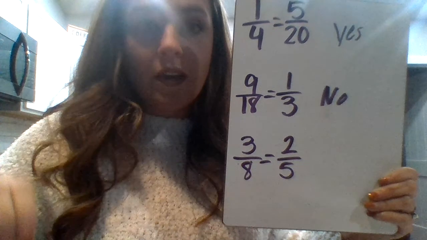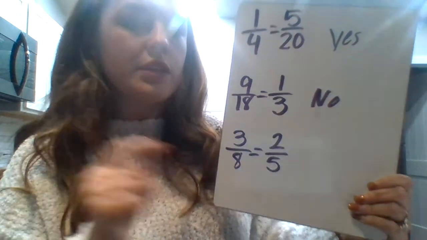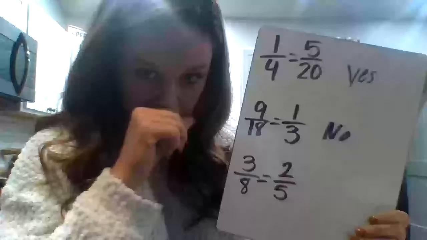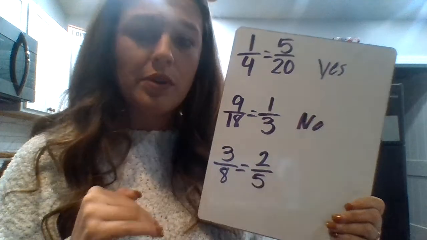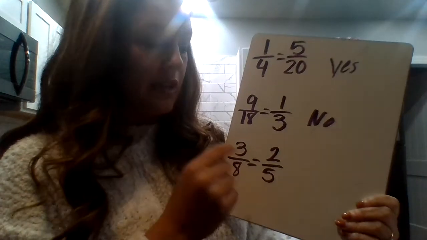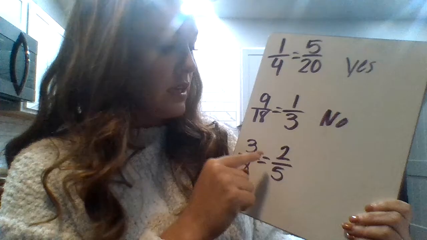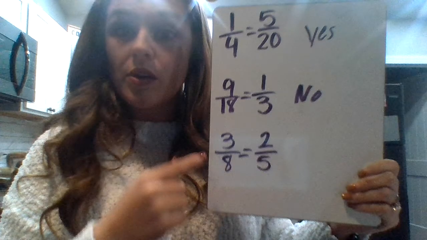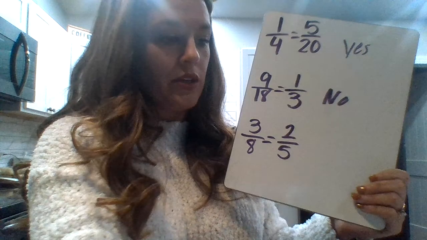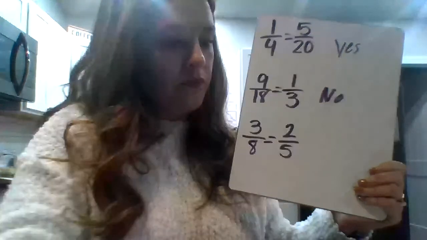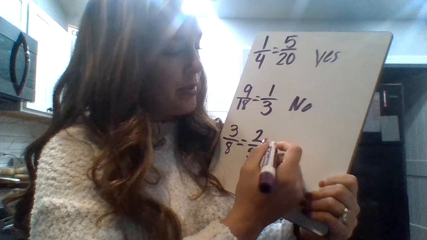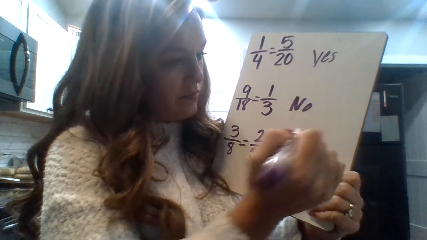Okay, this one's where it gets a little bit trickier because getting 3 to 2, you can't divide it evenly. If you divide the 3 by 2, you're actually going to have to do 3 divided by 1.2 to get 2. So then you have to do the same thing to the bottom. 8 divided by 1.2. And it does not equal 5. So these are not proportionate. Okay?